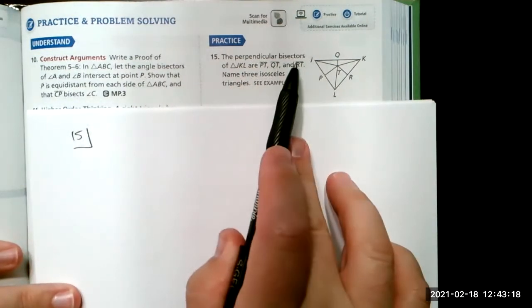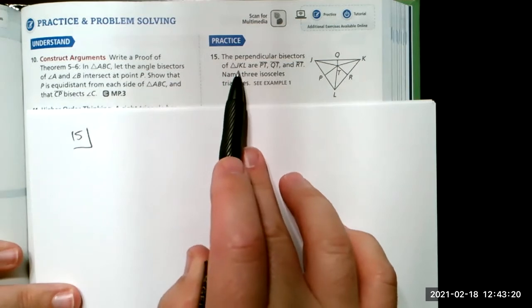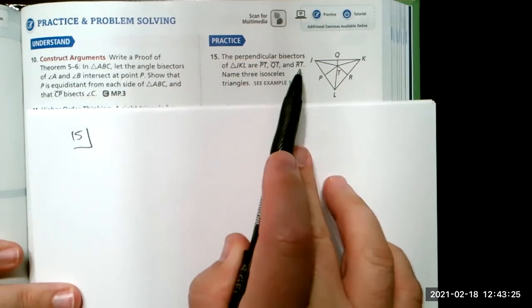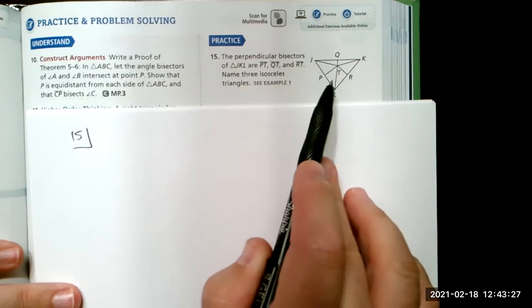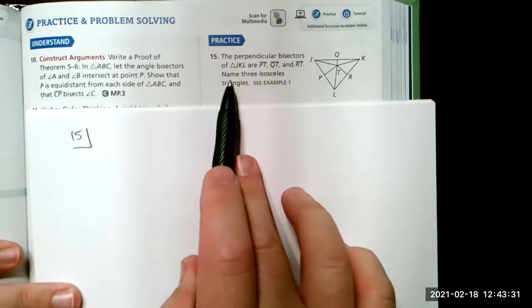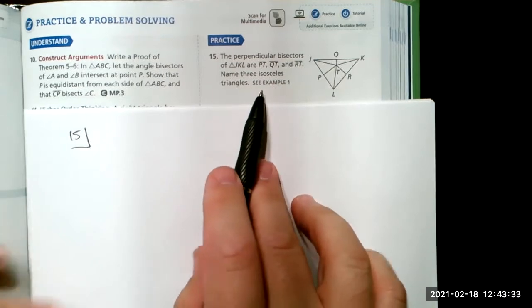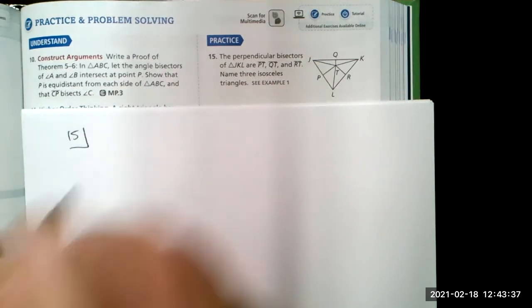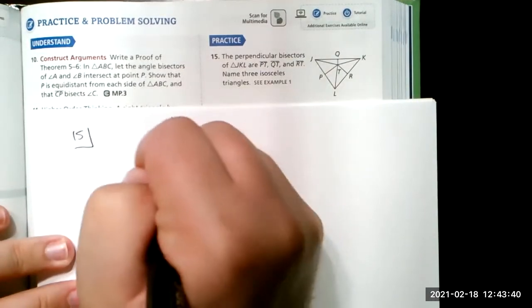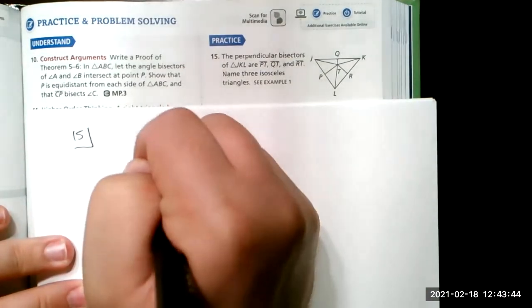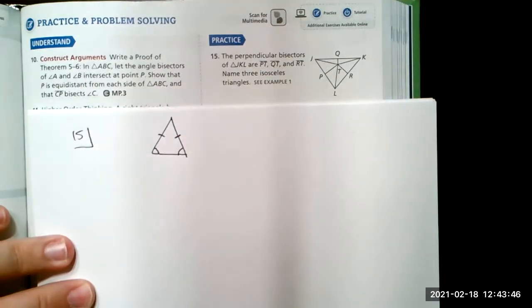The perpendicular bisectors of triangle JKL are line PT, line QT, and line RT. And you could see that here. PT, QT, and RT. Name 3 isosceles triangles. So again, really heavy on vocab. An isosceles triangle, if you don't remember, was a triangle like this, where it had some properties to it. The 2 side lengths are the same, and the 2 base angles are the same. So that's an isosceles triangle.